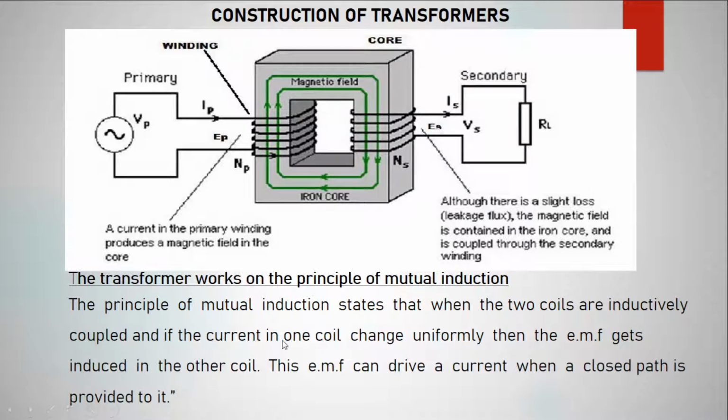So that is, if the current in a coil changes, say the primary current, an EMF gets induced in the other coil. That is the meaning of this. And this induced EMF will drive a current if a closed path has been provided to it. So when a load is connected in the secondary of a transformer, a current starts flowing in the circuit.